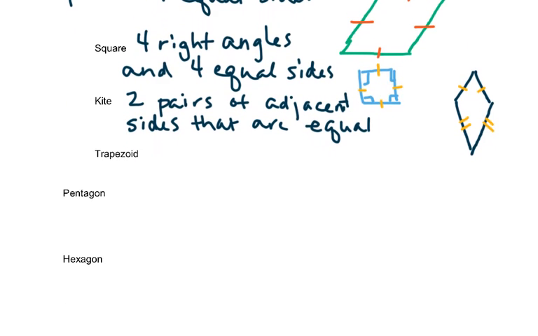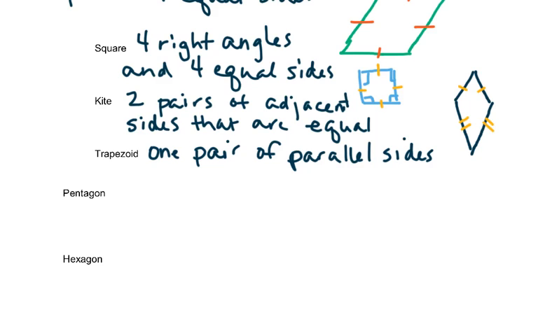All right, a trapezoid, by definition, is a quadrilateral with one pair of parallel sides. So as long as it has one pair of parallel sides, that's a poor example, but we're going to put those markings in that show those are parallel. So that's an example of a trapezoid.